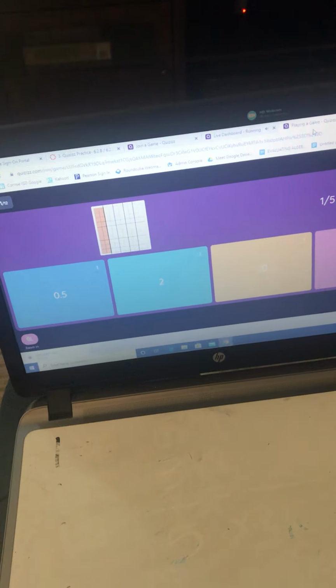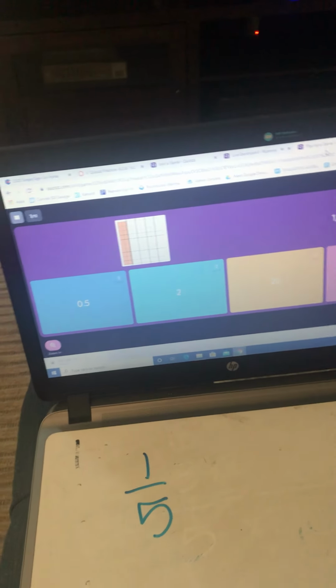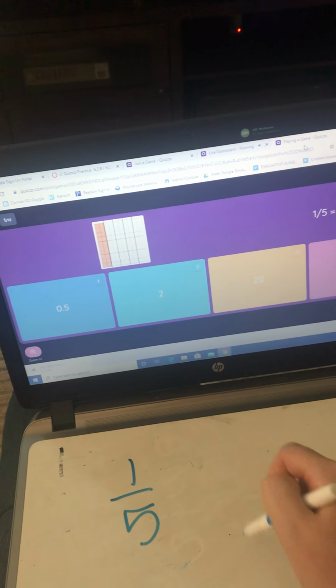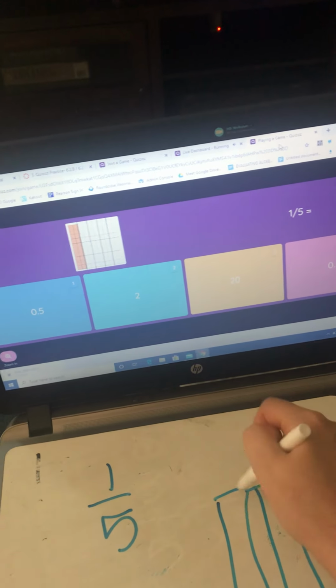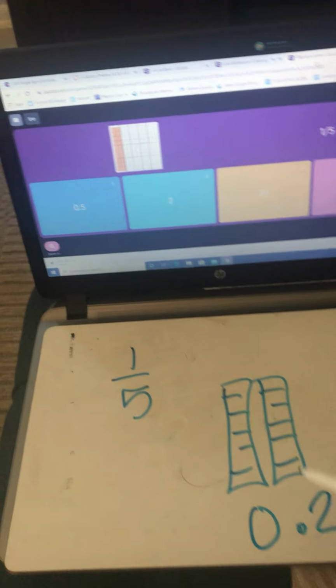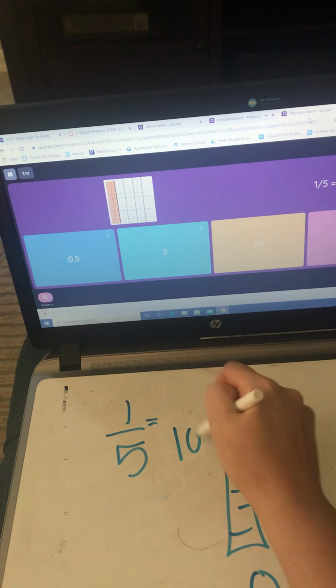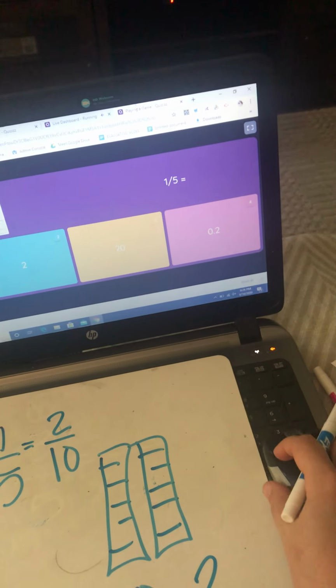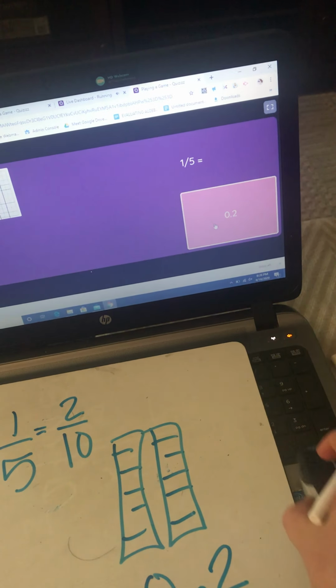I'm going to help you with the answer key for this week's Quizizz. Our first question is the fraction 1/5 is equivalent to what decimal? If you look in the picture, 2 bars or 2/10 have been colored in. 2/10 can be written as 0.2. Also, 1/5 is equivalent to the fraction 2/10. So 2/10 would be my answer.